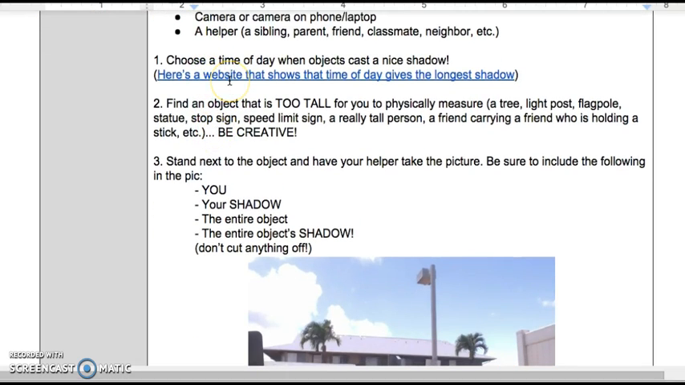Here's a website that actually shows what time of the day casts the nicest shadow. And I have a competition every year to see whoever can find the longest shadow. I think last year it might have been like 32 feet. So if you can find the longest shadow in the entire grade, then you get some extra credit.